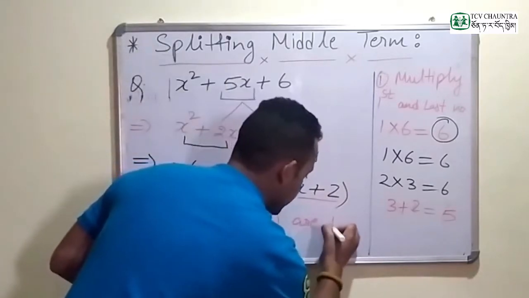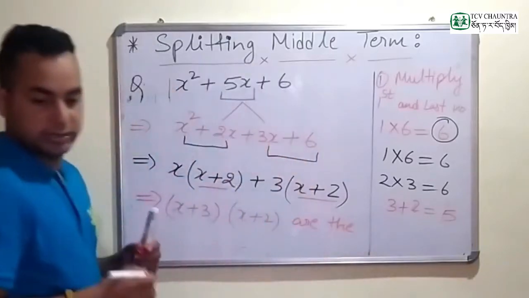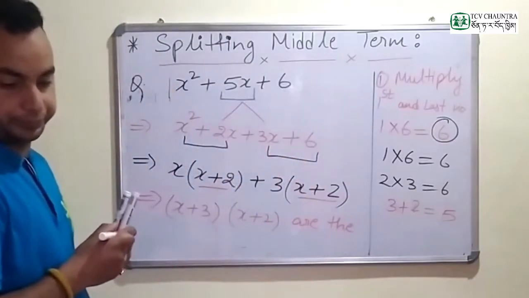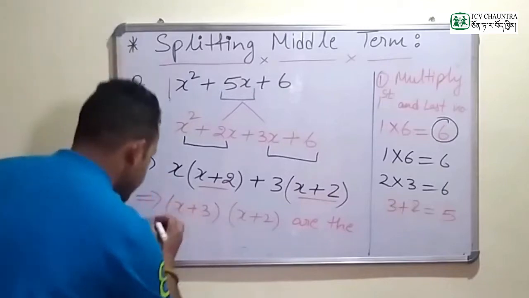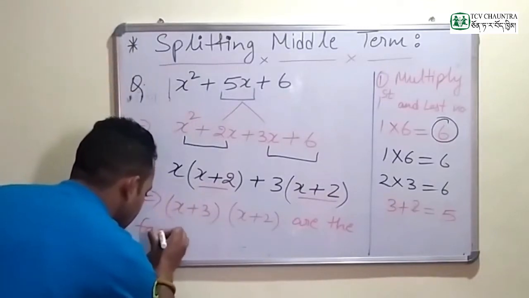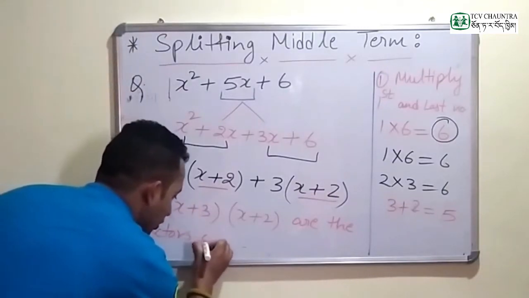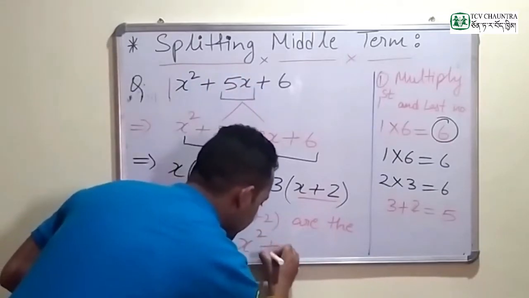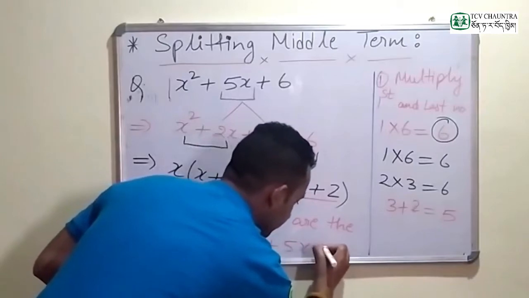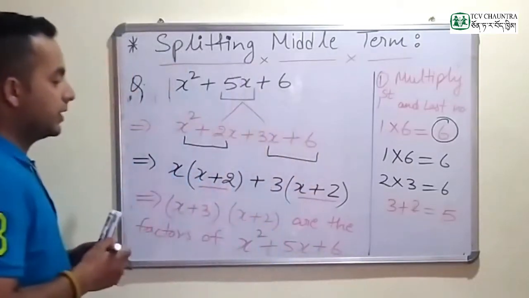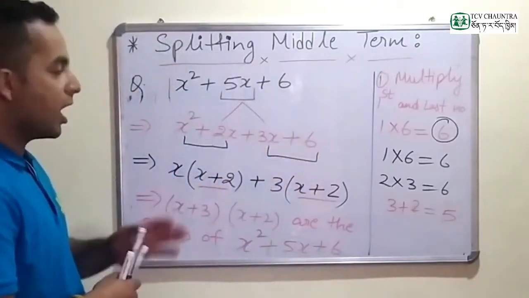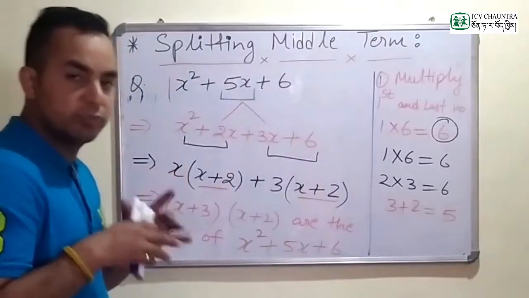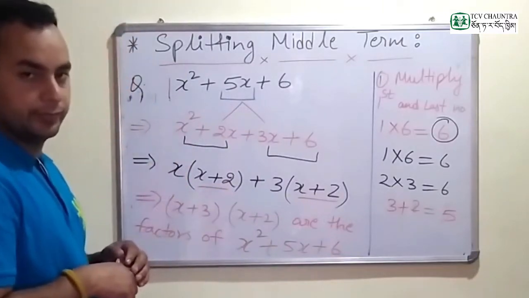are the factors of x squared plus 5x plus 6. Okay class, this is how you are going to split the middle term.